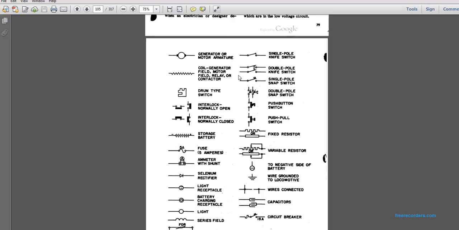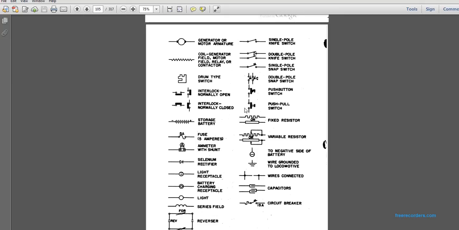The drum type switch is shown as a kind of key, like a G, like a piece of key. Double pole switch shows the snap switch, which shows two throw switches with a snap switch. Interlocking normal operation is basically a block built before the two relays. Interlocking normally closed has one on the inside instead of the outside. Push button is just like a block with a little T on it.